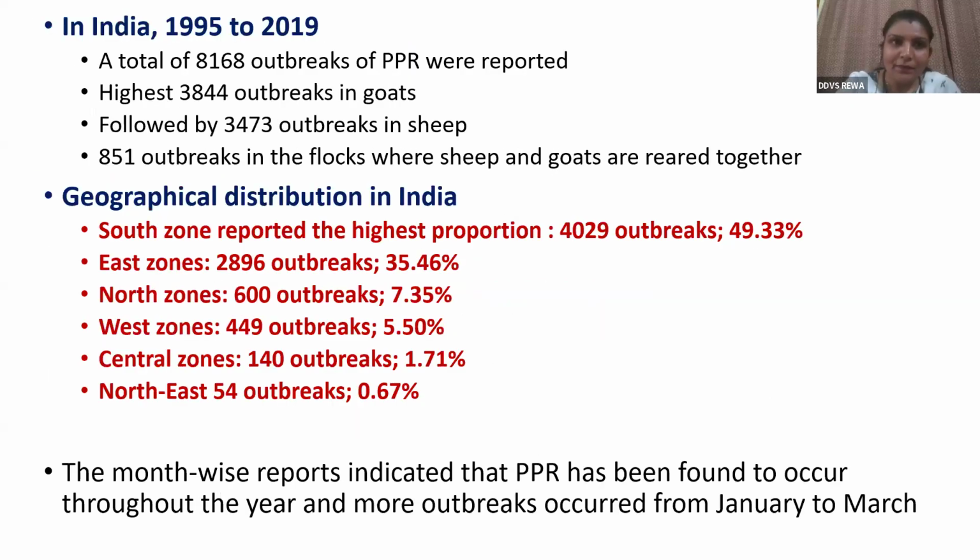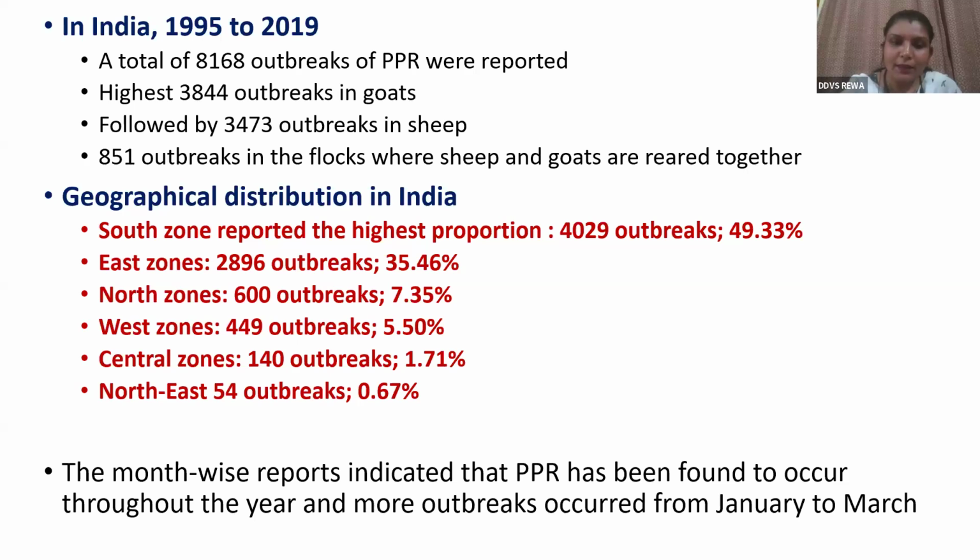In India, this data I have collected from a meta-analysis review, and it indicated that this many outbreaks have been reported, with the maximum reported from goats, followed by sheep, and then some flocks where sheep and goats are reared together also have these outbreaks. In the geographical distribution, the South zone reported the highest number of outbreaks, followed by East, North, West, and Central and Northeast regions.